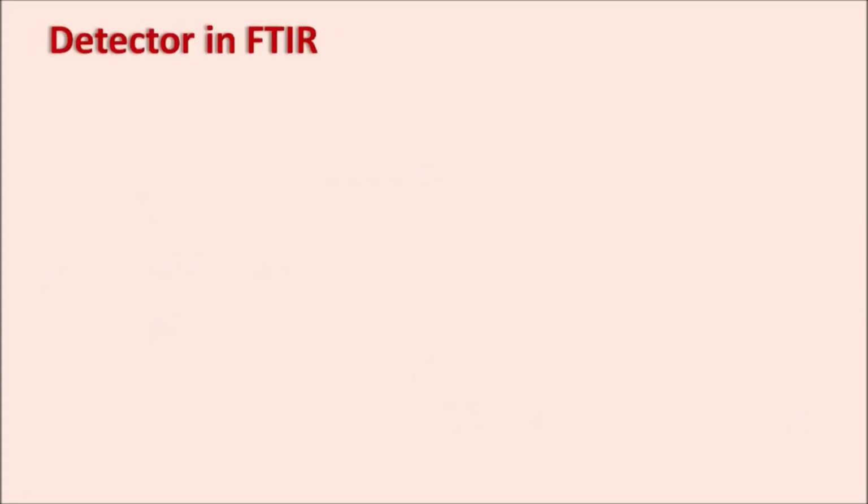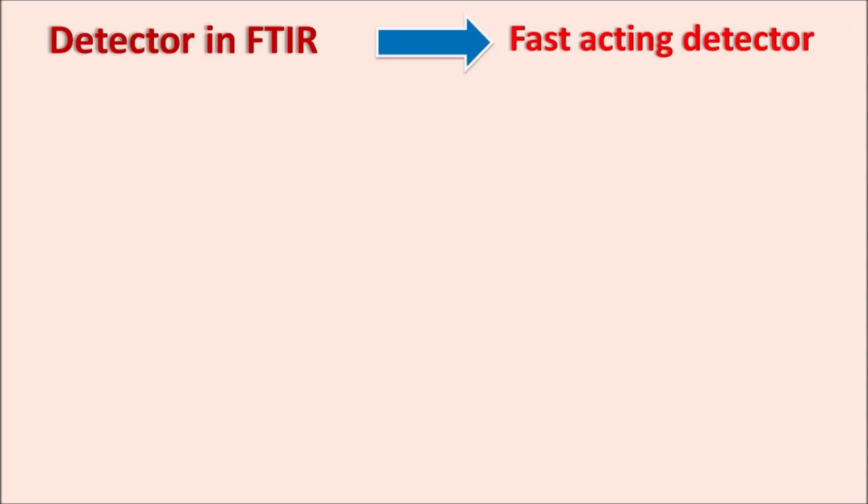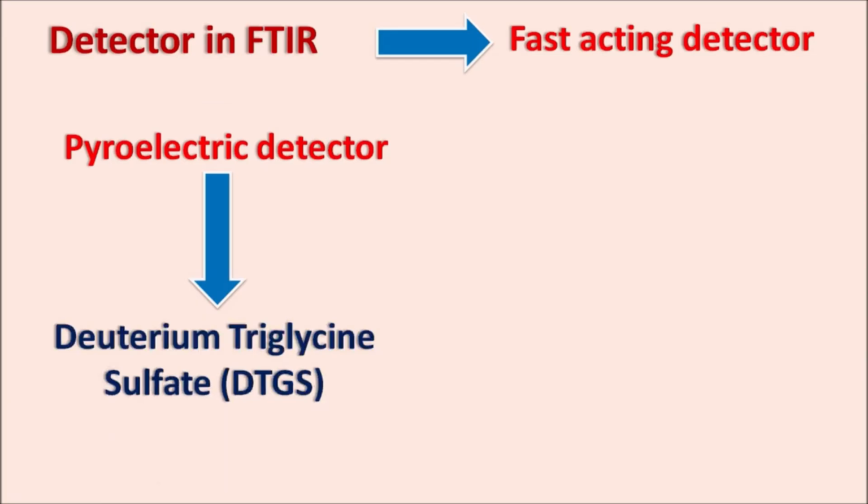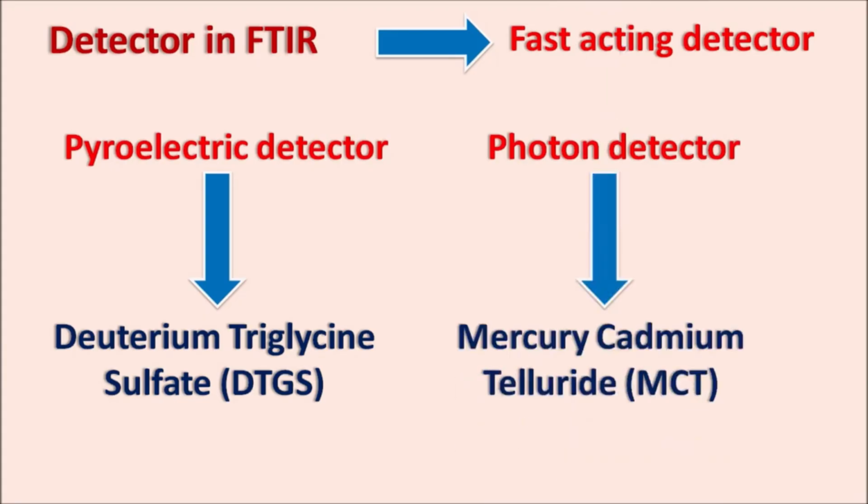Detector in FTIR. Since FTIR is highly accurate and precise and has a high speed of detection, we have to select a fast acting detector, that is, detectors which have a low response time. Commonly we have pyroelectric detectors, which are made of deuterium triglycine sulfate, DTGS. Otherwise we can use photon detectors, where a semiconductor made of mercury cadmium telluride is used. Both of these detectors have a fast response, therefore they can be used in the FTIR.